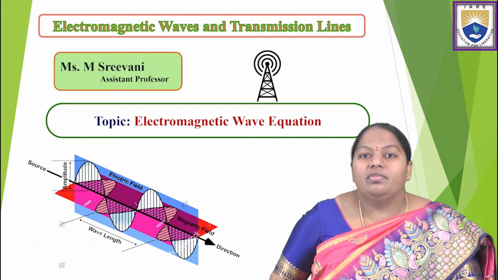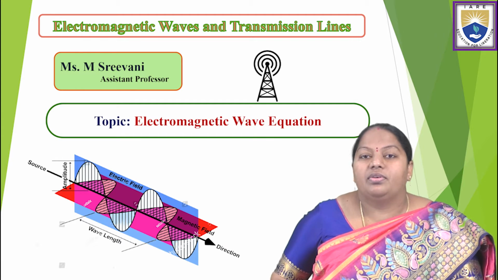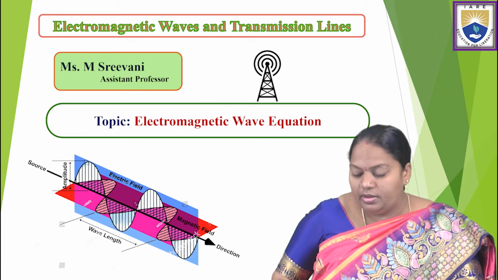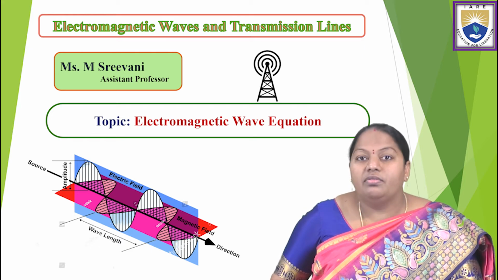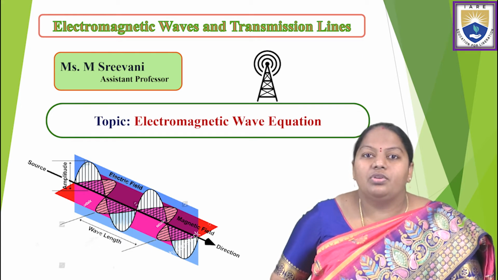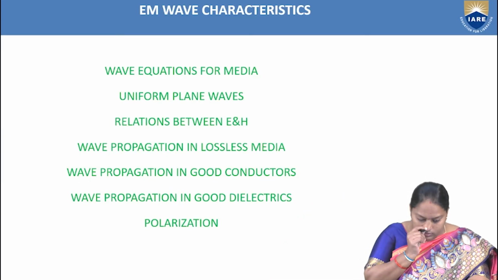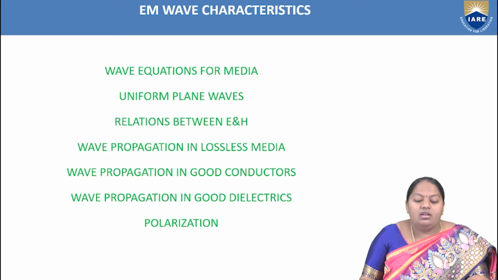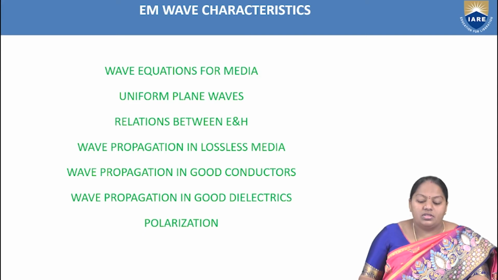Before deriving the mathematical equation for the electromagnetic wave, let me first introduce what we mean by a wave, what the different examples of waves are, and how the uniform plane wave is defined. From that, we are going to derive the electromagnetic wave equation, also called the uniform plane wave equation. Before discussing waves, let me first introduce the topics we are going to learn in this module, called electromagnetic wave characteristics.